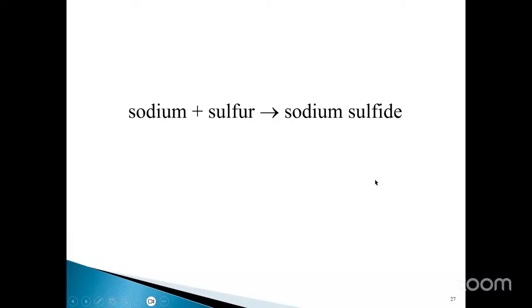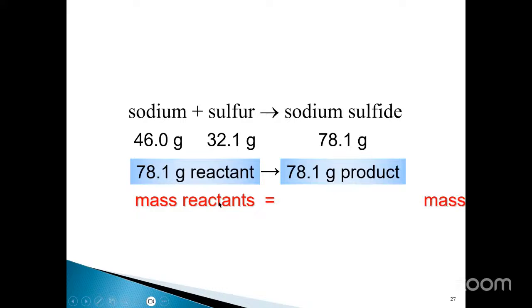Here's a simple example that demonstrates this stuff. The reaction between sodium and sulfur to form sodium sulfide. Now, if you mix together 46 grams of sodium with 32.1 grams of sulfur and you heat it up, you're going to get 78.1 grams of sodium sulfide. If you take the mass of this here, you'll see that it's equal to the sum of the masses of the reactants, right? So this demonstrates that the mass of the reactants will be equal to the mass of the products, which means basically that as you go from the reactants, sodium and sulfur, to the product, sodium sulfide, no matter is created nor destroyed, right?